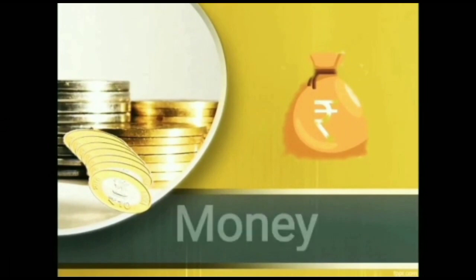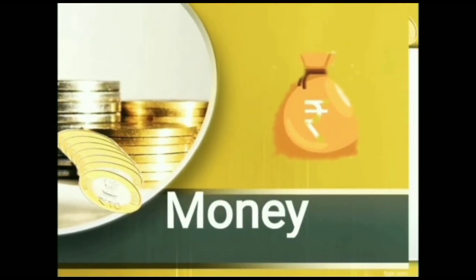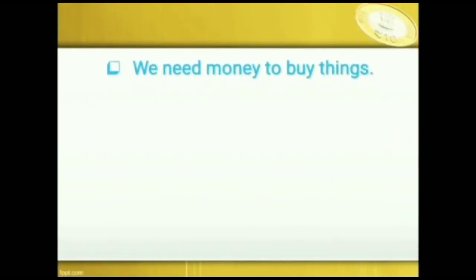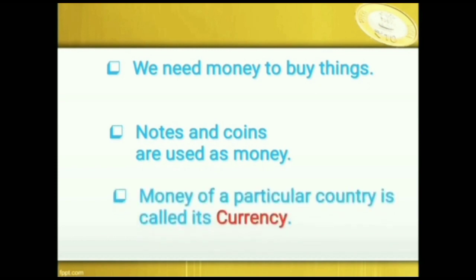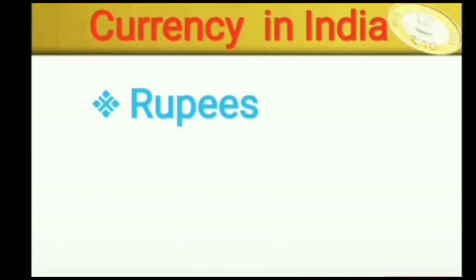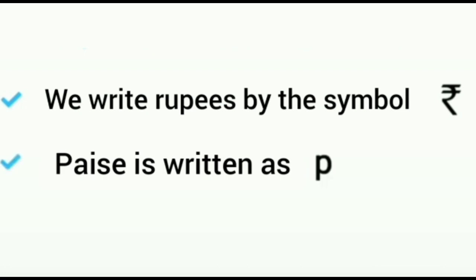Today we are moving to our 6th lesson, money. Children, do you know why we need money? We need money to buy things. Notes and coins are used as money. Money of a particular country is called its currency. And the currency in India is rupees and paise. Children, we write rupees by this symbol and paise is written as P.